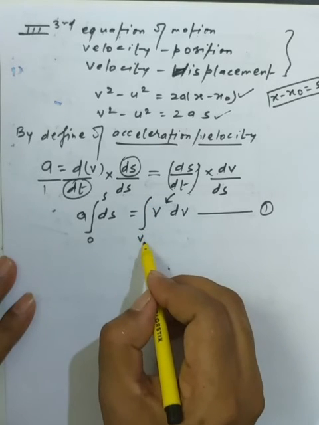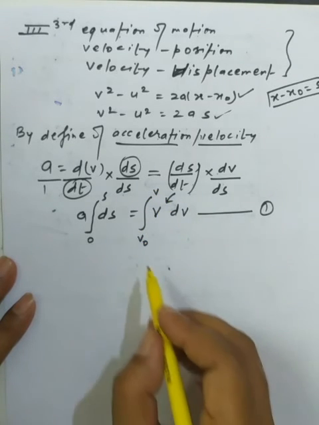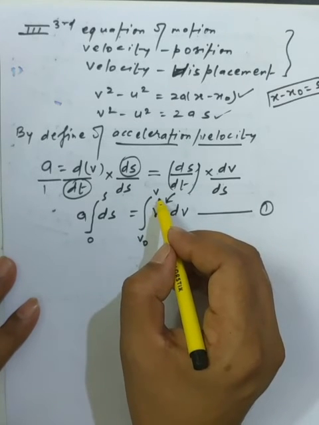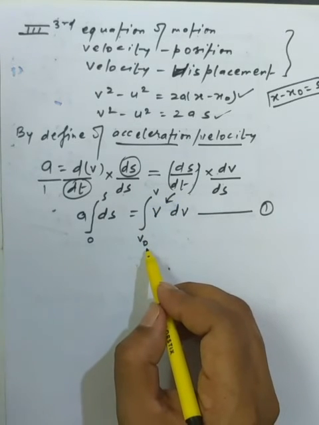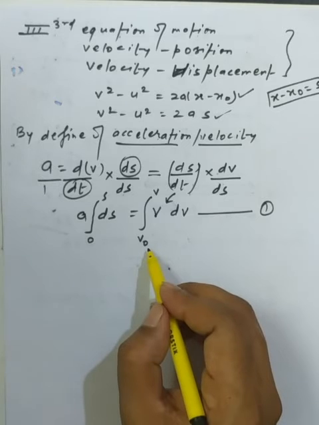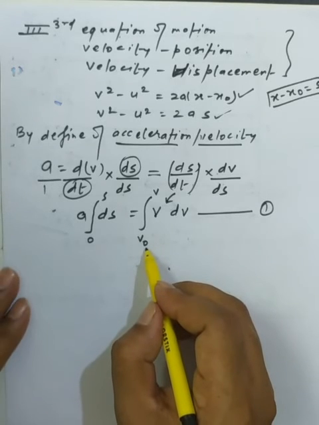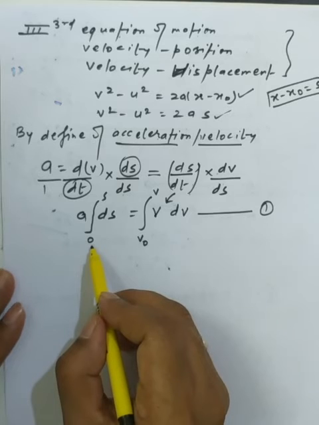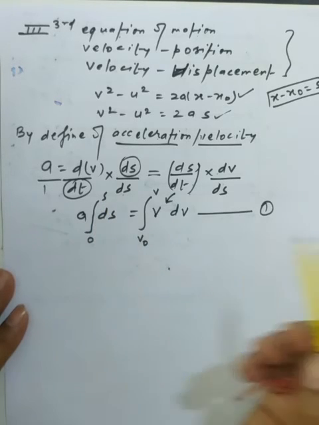So we are just applying the v naught to v. This is the lower limit, and this is the upper limit. Okay, final limit. Always the quantity having the less magnitude, or the initial part, we keep in the lower part. Here also the displacement at t equal to 0 is very small, so we are keeping it there, and then the final displacement we have.